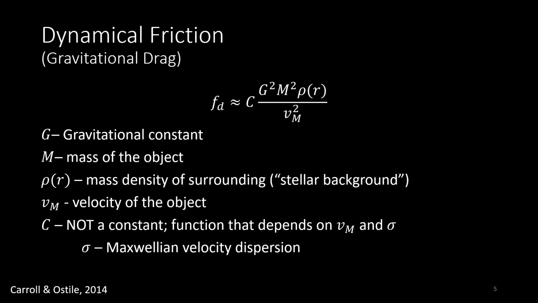Dynamical friction is highly dependent on whatever that background may be, not only from the density term, but also from the function c, which represents the relationship between the velocity of the object and the velocity dispersion of the system. For example, c is 23 for the Large Magellanic Cloud and 76 for globular clusters. So now let's talk about two examples where dynamical friction plays an important role.